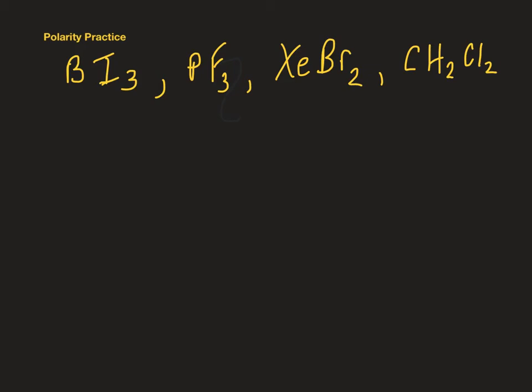Hey everyone, I'm going to work a few problems for you to show how problems about determining whether or not a molecule is polar, or has a dipole moment, work. If you're given the chemical formula for a compound, like BI3, PF3, XeBr2, or CH2Cl2, it's really impossible to answer whether they have a dipole moment until you determine their three-dimensional shape. So the first step is determining the Lewis structure.